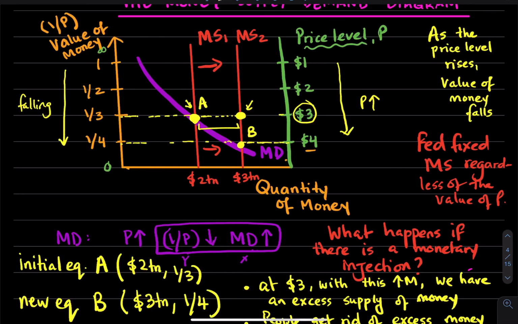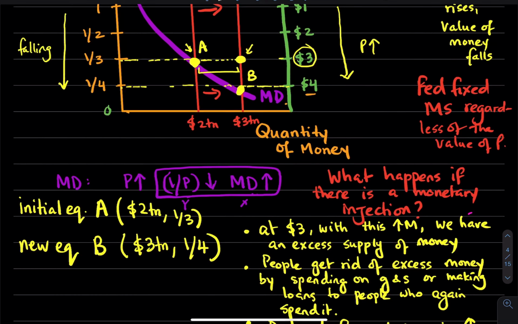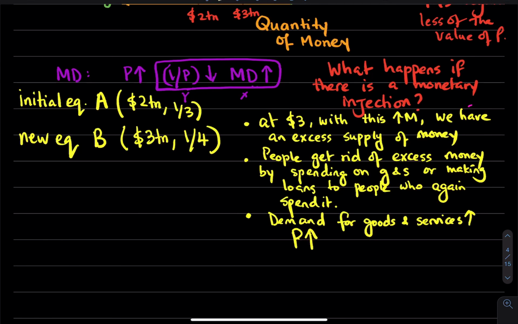So prices must adjust to equate money demand and money supply, and that's why we end up at a point like point B, at which again money demand and money supply are equal, and prices have adjusted in order to restore equilibrium. That shows you that when we have a monetary injection, prices go up, or there is inflation, and the value of money falls.